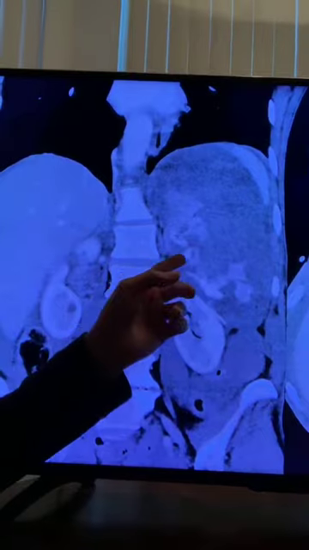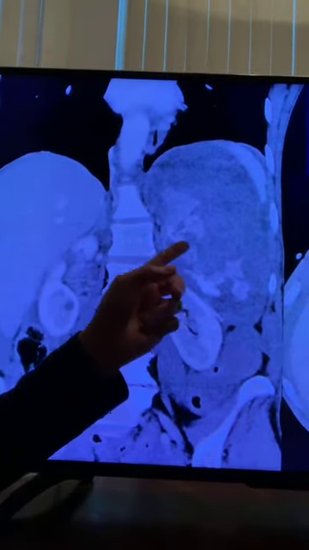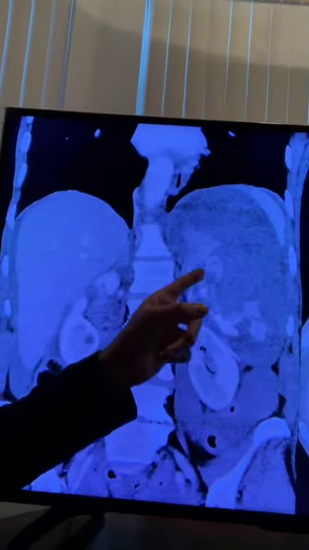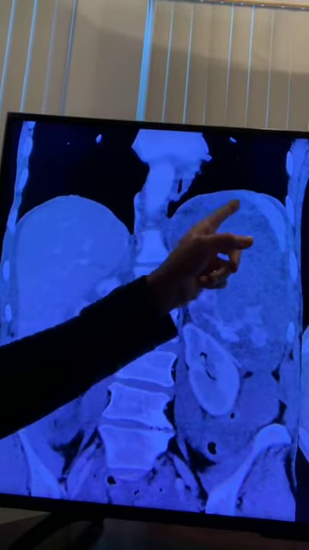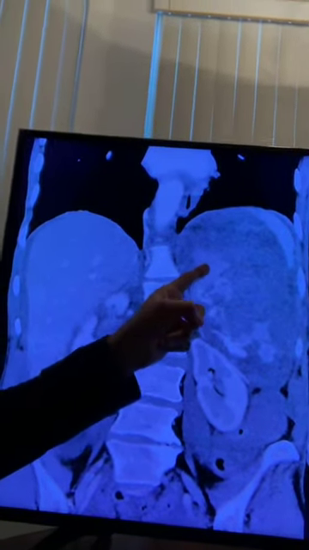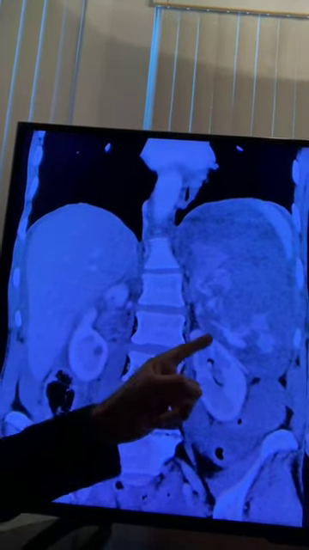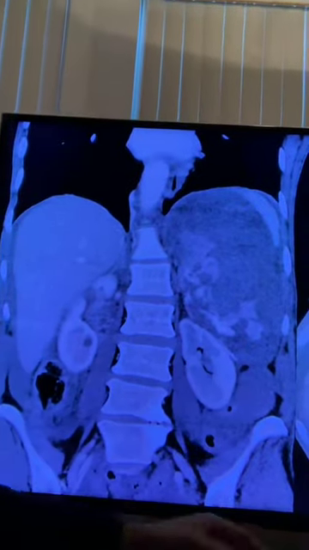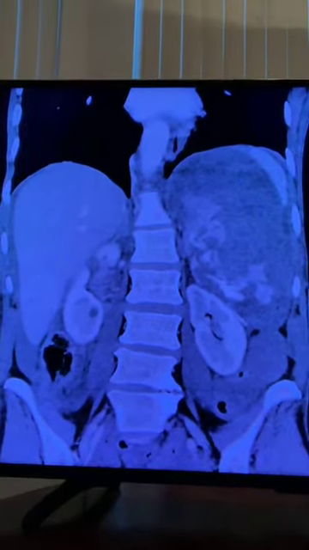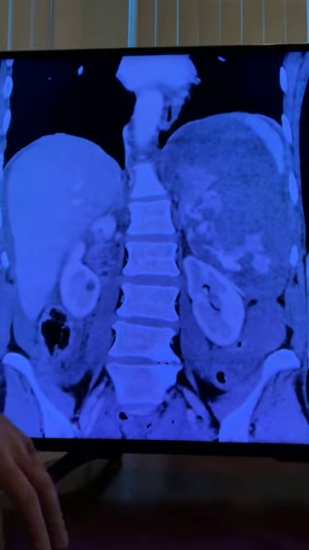Where's the spleen? Does anybody see the spleen? Tell me when to stop. Maybe a little bit here. I don't know. Maybe a little bit here. Bottom line is the spleen's everywhere. All right, so this is basically a splenic rupture.